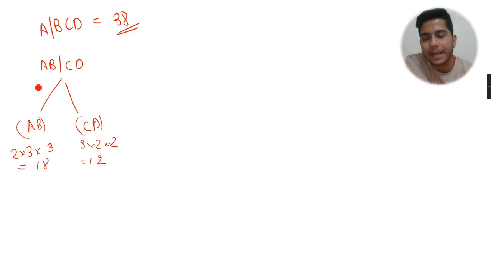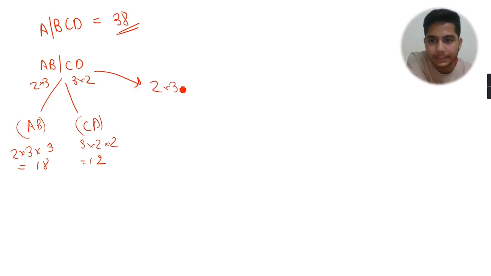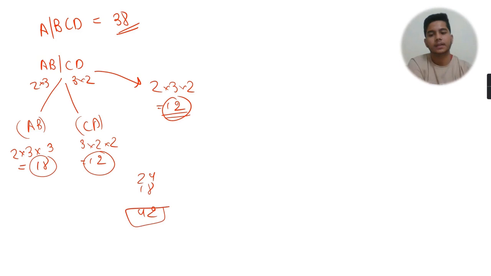After I multiplied these, the dimension of AB will be 2 cross 3 and the dimension of CD will be 3 cross 2. For this it will be 2 into 3 into 2, so it will be 12 again. Now I have to sum up all these: 12 plus 18 is 30, and 30 plus 12 is 42. So the cost of AB/CD is 42.